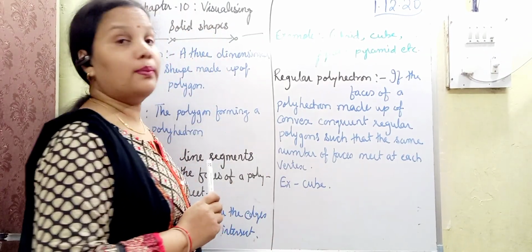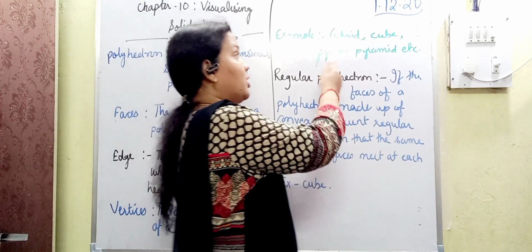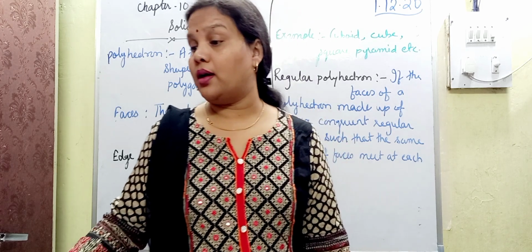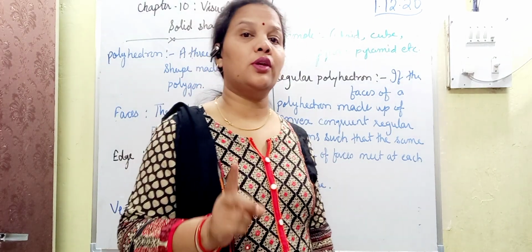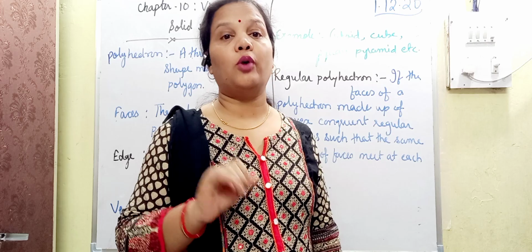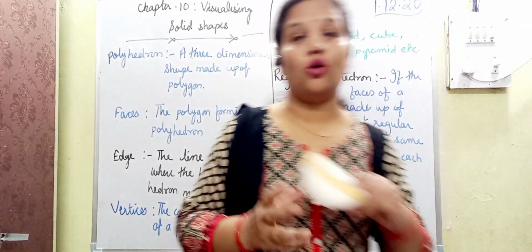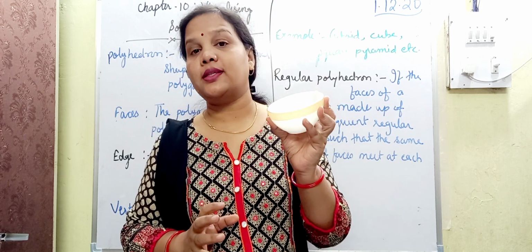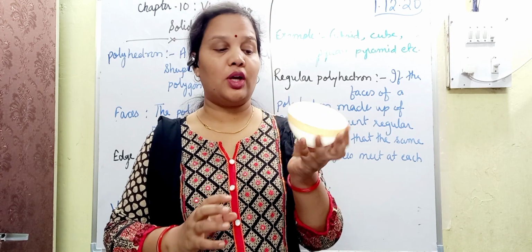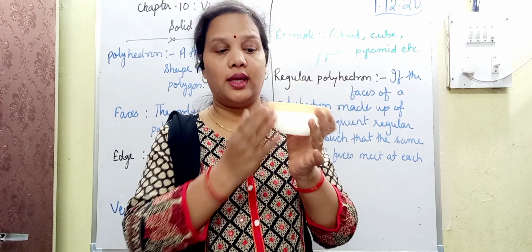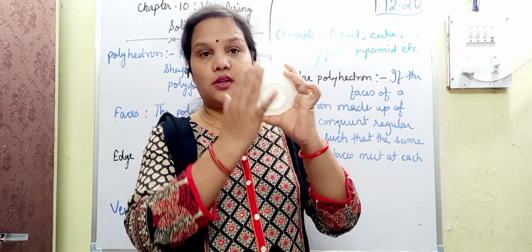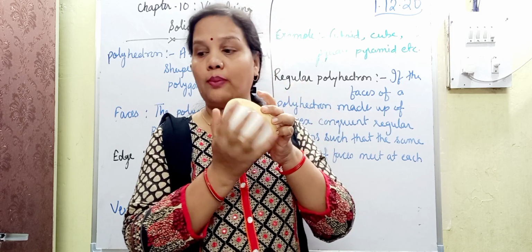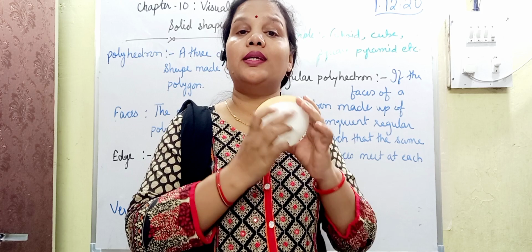Different examples of polyhedrons are the cuboid, cube, square pyramid and prism. All these are polyhedrons. I am giving you some examples which are not polyhedrons. If I take this bowl, this is also a solid shape. Can you say that it is a polyhedron? No, we cannot, because its sides are not polygons. This curved surface is not a polygon, right? It is a curved surface. It looks like a hemispherical shape, so it is not a polyhedron.